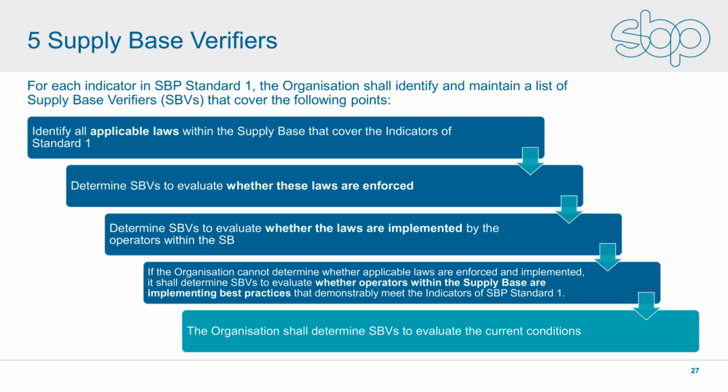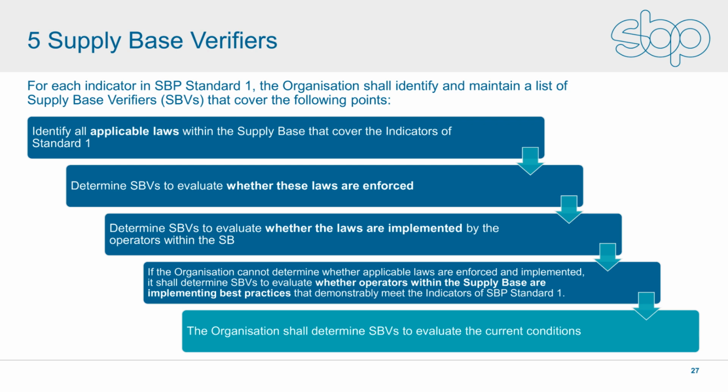Second, for each indicator, the organization must identify and maintain a list of SBVs following a defined structure. That structure has up to 5 steps, and you can see them on the slide. Step 1. Identify all applicable laws within the supply base that cover the relevant indicator of Standard 1. Step 2. Determine SBVs to evaluate whether those laws are enforced. Step 3. Determine SBVs to evaluate whether the laws are implemented by suppliers in the supply base.